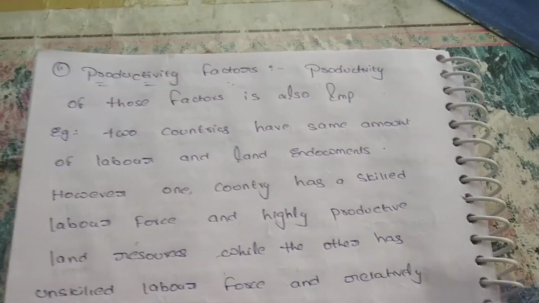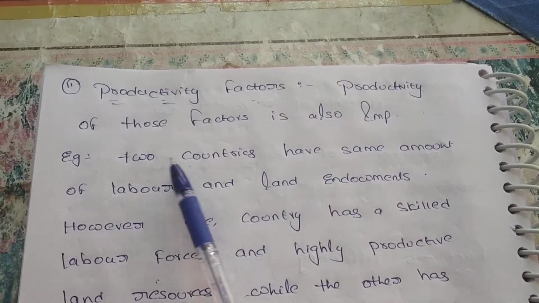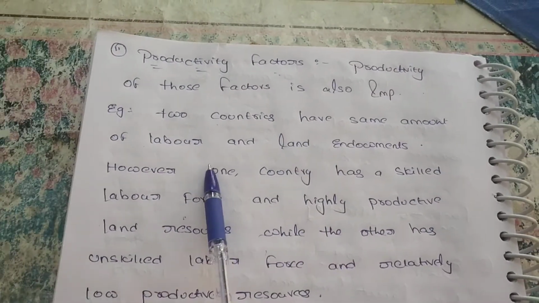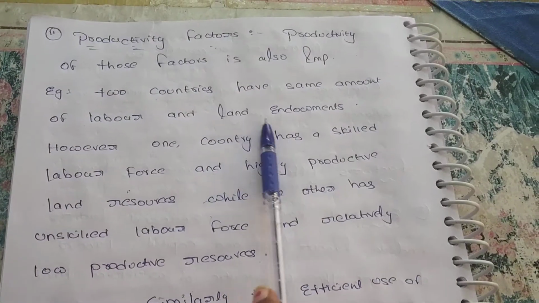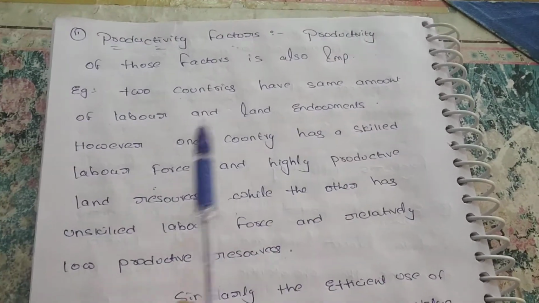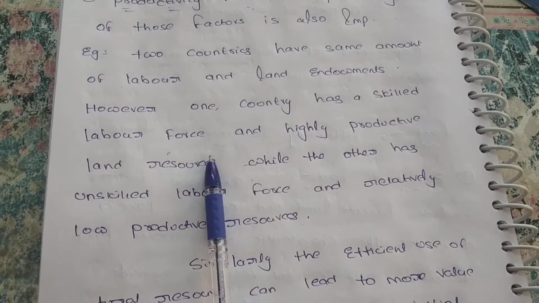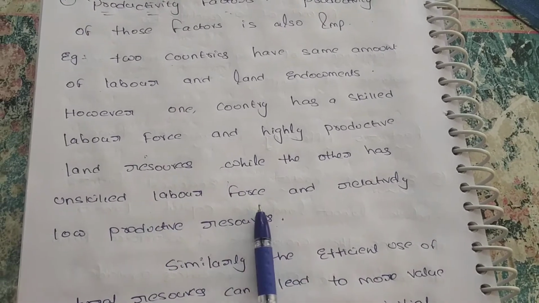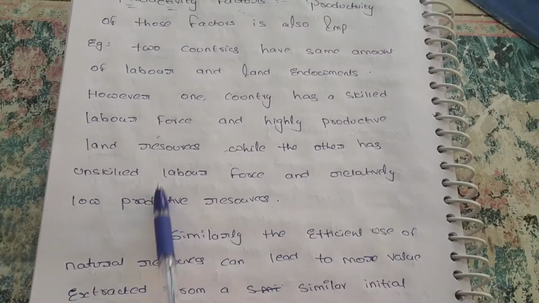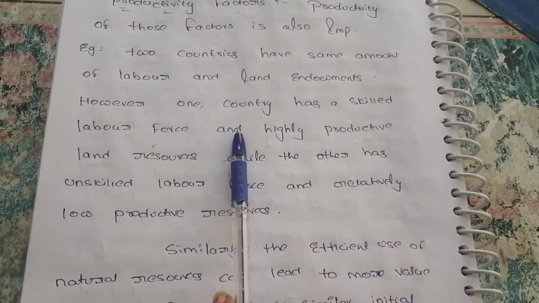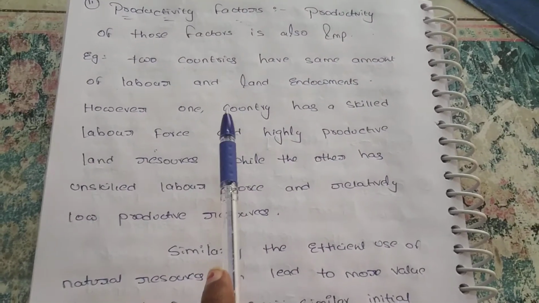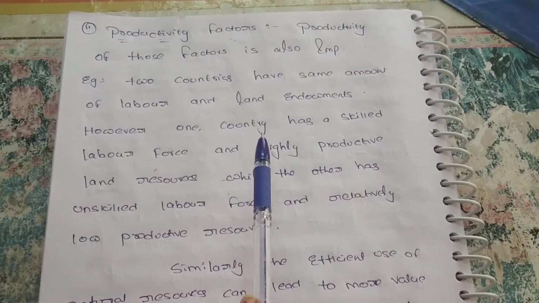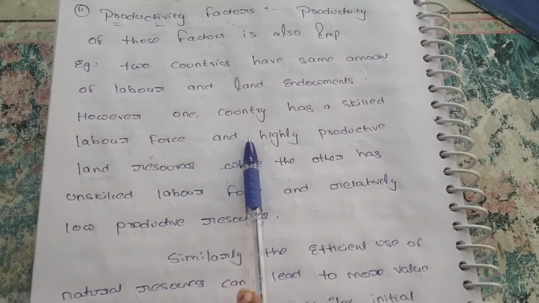Next, the other factor is production factors. Productivity of those factors is also important. For example, two countries have the same amount of labor and land endowment. Endowment means it's a gift. Land means natural resources. However, one country has a skilled labor force and highly productive land resources, while the other country has an unskilled labor force and relatively low productivity resources. So we have to choose which country has skilled labor and which country has highly available resources. Then the country that produces this product will enjoy the absolute advantage.